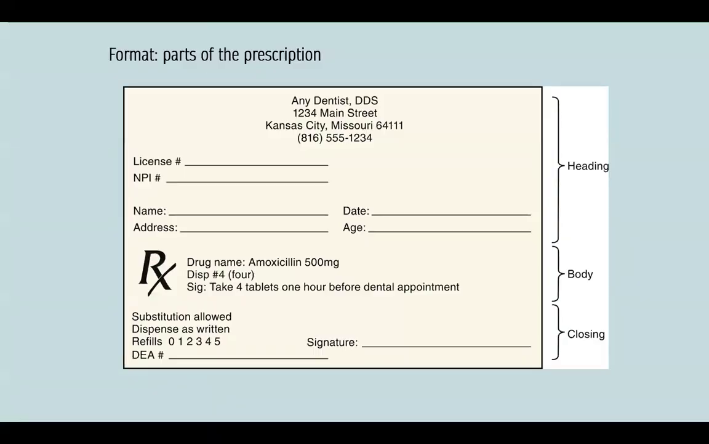Parts of the prescription. Here is sort of an old school prescription pad, and you can see we have the heading, which has the dentist's information, the patient information, the date, the practitioner's license number, and their NPI number. Then we have the body, which is going to have the name of the drug, what's being dispensed, and how to take the drug. And then we have the closing, which is going to have refills, instructions such as a generic is allowed or dispense as written, the doctor's DEA number if it's a controlled substance, and their signature.